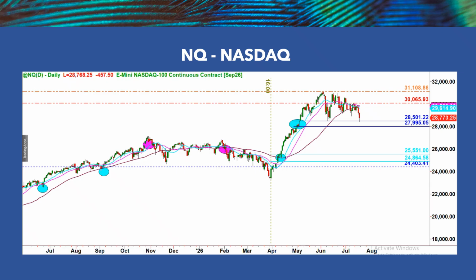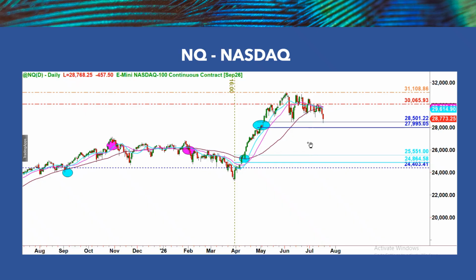The chart on our screen is that of NQ, the Nasdaq based ETF, and we're looking at the daily chart. NQ had been going sideways the entire week until it decided to drop below its range and come into the old established demand zone, which has been retested for the second time. This zone is between 28501 and 27995.